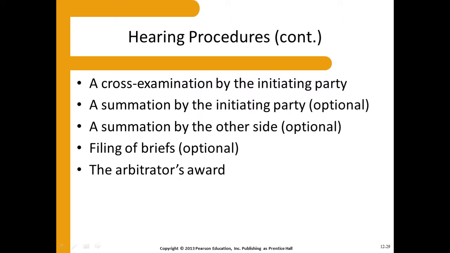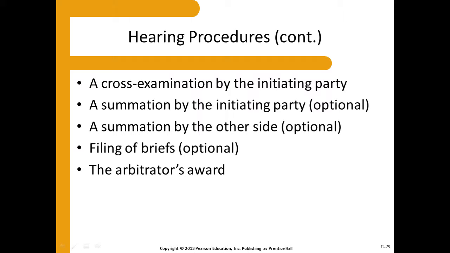And so once the defense has presented the evidence and witnesses and arguments, a cross-examination by the initiating party can happen, a summation by the initiating party, which could be optional, a summation by the other side, which could be optional, and then there's the filing of the briefs, and then there's the arbitrator's award. And so obviously with each of those steps there are certain best practices and commonly accepted practices.